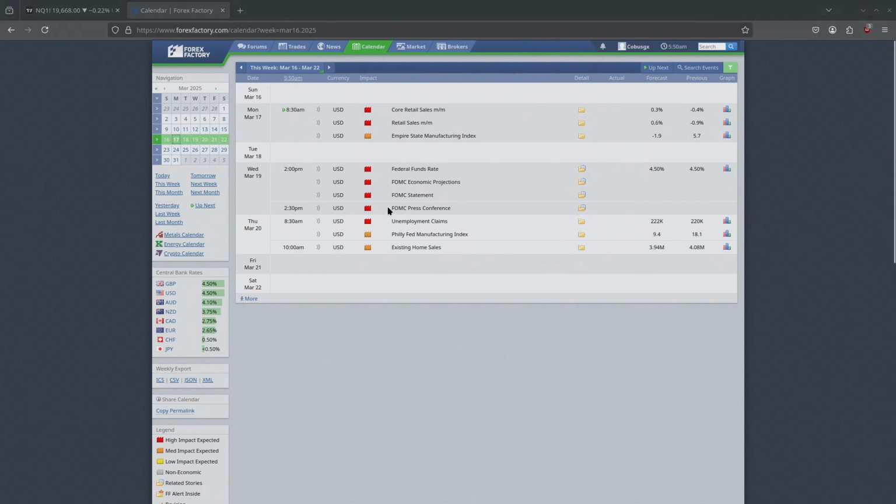Looking at this calendar, you can see we have Wednesday, we have the FOMC statement, and we have the FOMC press conference at 2:30. So today is a trading day, Monday core retail sales, nothing major that I'm expecting. Tuesday, no news. It's the day before FOMC. I'm personally expecting a very sloppy and messy day.